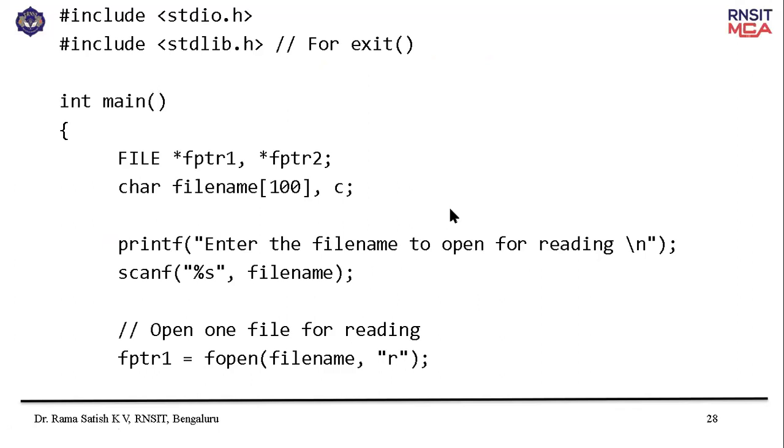So here is another example. In this program, what you are trying to do is read the contents from one file and write into another file. Very simple. You are using two file pointers, fptr1 and fptr2. This is for the first file, this is for the second file, and your file name is a character array and c is a single character. Please enter the file name to read. So the file name for reading the contents, and you will take one more file name to write the contents into.